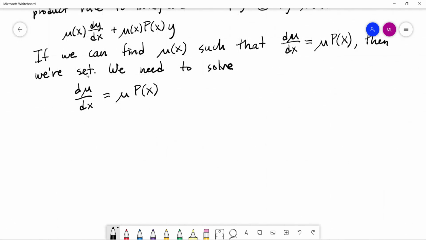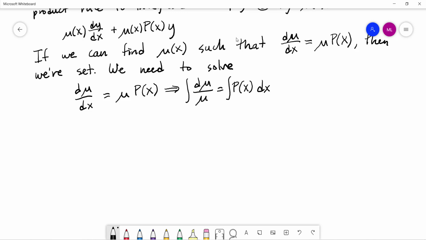So all I need to do is get all the mu's on one side and all the x's on the other side, right? We're using mu instead of y. There's no y involved in this equation. This is a differential equation for mu. So if I get all the mu's on the left, all the x's on the right, then we're good to go. So I've got d mu over mu on the left. I divide both sides by mu, and then I multiply both sides by dx to get p of x dx.